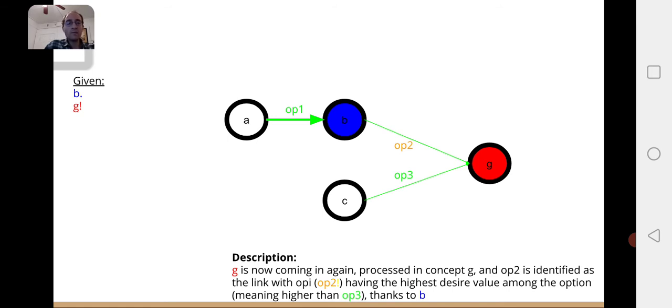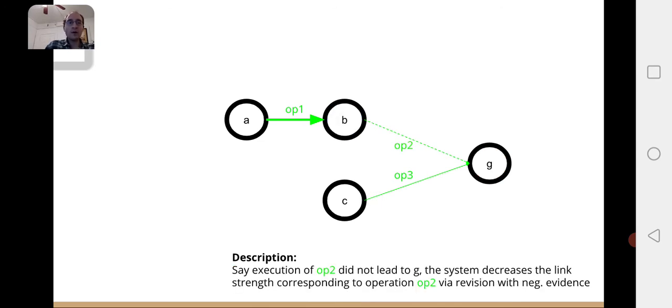And now we see that suddenly operation 2 is the best candidate to get G, because B is more fulfilled than C. Also, of course, the link strength of the implication links plays a role, but in this case operation 2 is the winner, and the system executes operation 2 with the expectation to reach G. What, however, if G does not happen, even though operation 2 was executed?